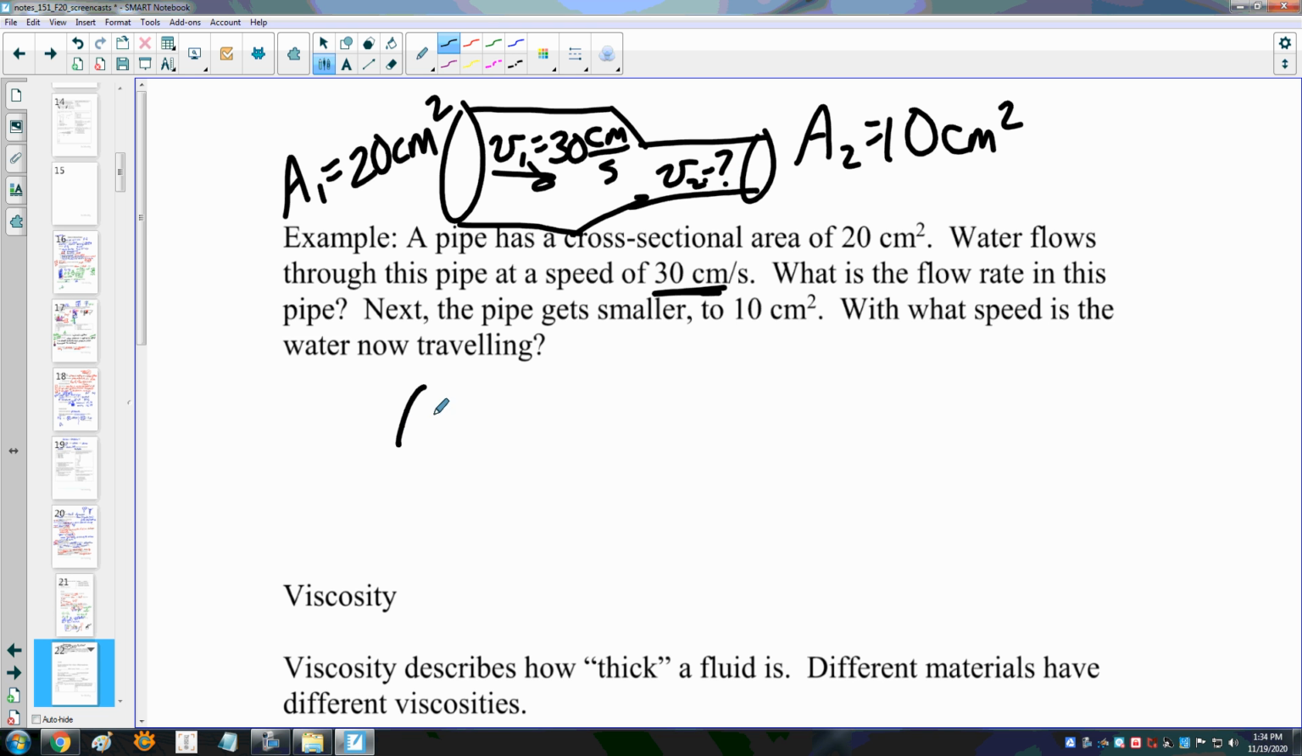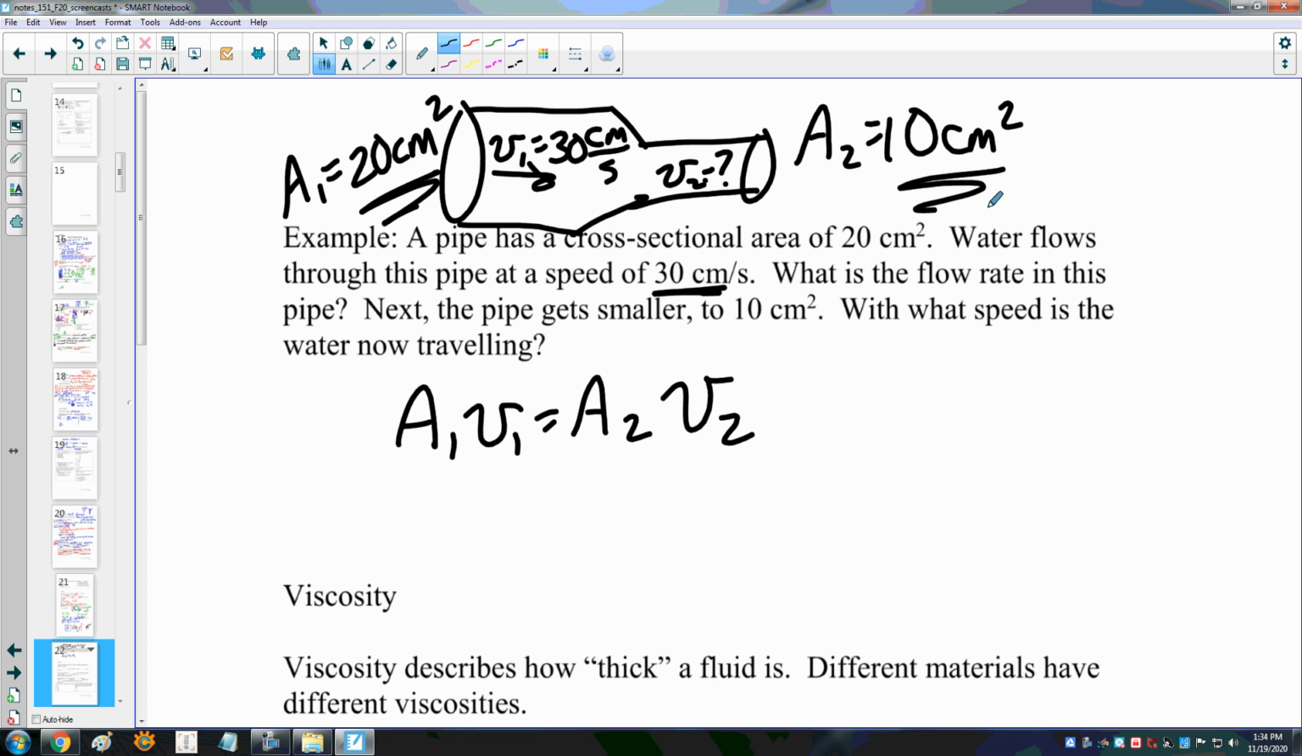So I start with my equation of continuity, A1 V1 equals A2 V2. Or first of all, I can just think of this. Well, I know that the velocity has to be going up because my pipe is getting smaller, and it has to be going up by the same amount that the area is going down. So the area is going down by a factor of 2, so the velocity has to go up by a factor of 2. All right, if you can see that, that's wonderful. That's really the best way to do this. But if not, let's just use this equation.